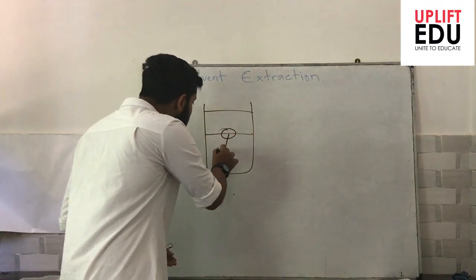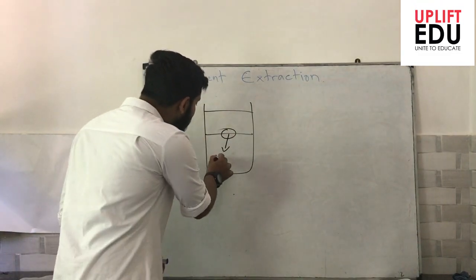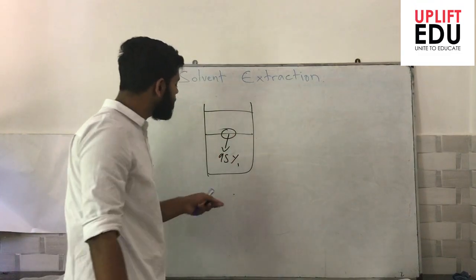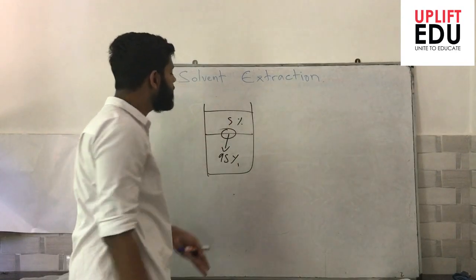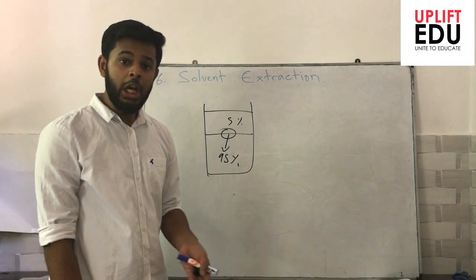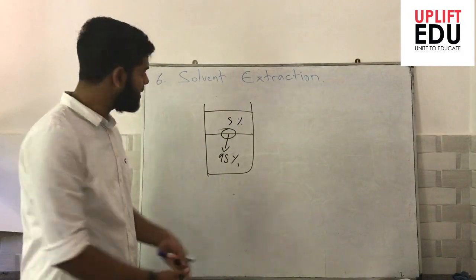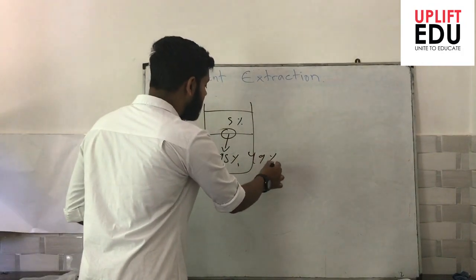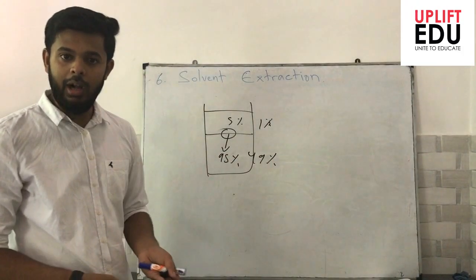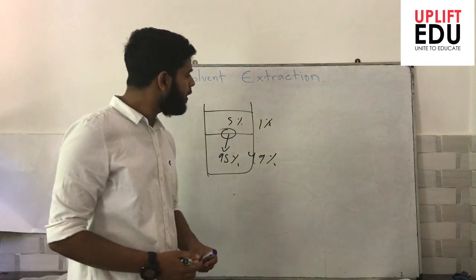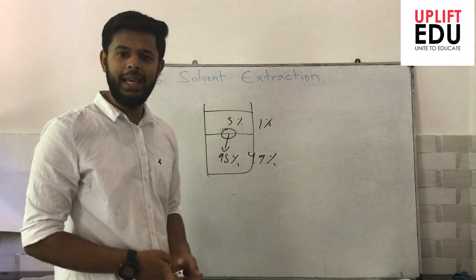So sometimes this might move down, and 95% of the solute might dissolve in one solvent, and 5% might dissolve in the other solvent, right? So this percentage can vary, something like 99% on the bottom and 1% on top, or it can be vice versa also, right? Using this, we'll look at another example.